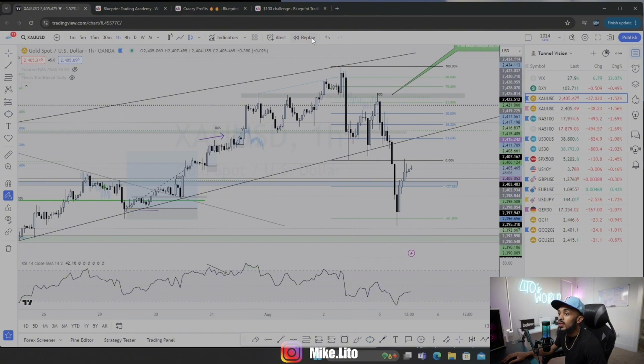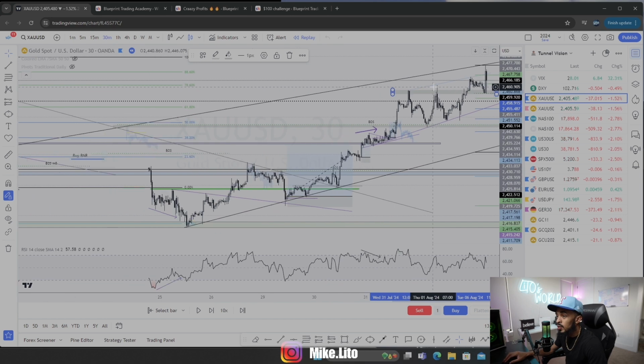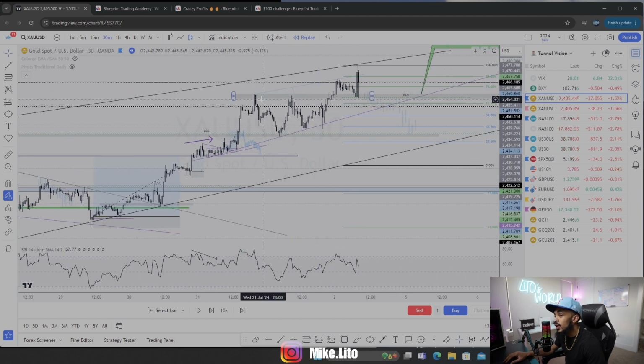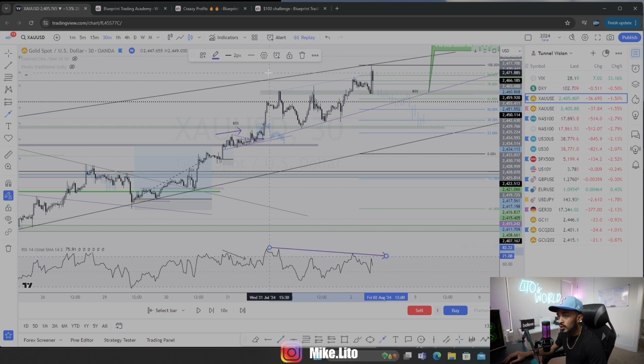So I was analyzing, and price was at this area here. This is pretty much where I was analyzing price, and I could see that this is forming another ascending channel along with divergence inside of the market. So that let me know that there was a high probability chance that the market could potentially reverse as well, because the market is going down while the RSI is going up, letting us know that there is divergence.